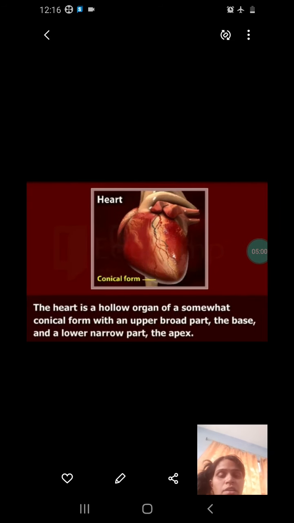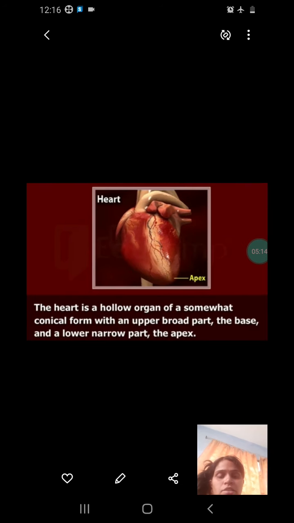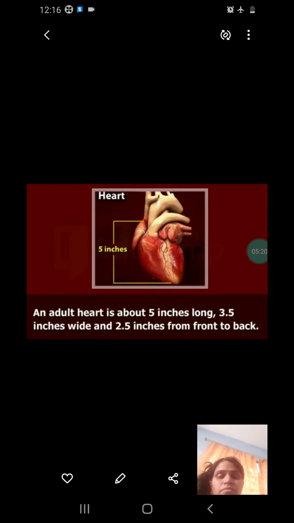The heart is in conical form, with an upper broad part, the base, and a lower narrow part, which is called the apex. Here you will see, this is our base part and this is our apex part. The lower narrow part is called the apex.